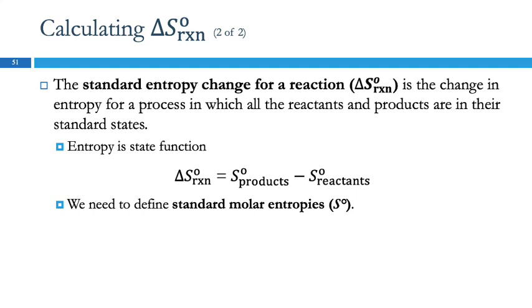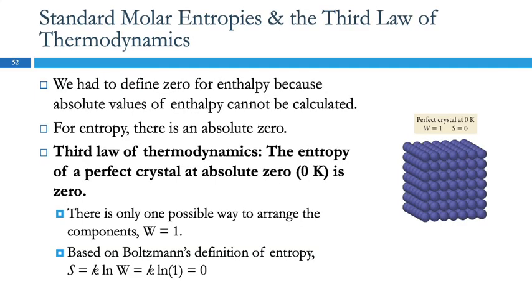But we need to define standard molar entropies. For enthalpies, we defined the elements in their standard states as having zero enthalpy. And we had to do that, we had to define zero, because you can't calculate absolute values for enthalpy. You can only look at changes. And so we had to pick a point of reference. But for entropy, there is an absolute zero. And this is the third law of thermodynamics.